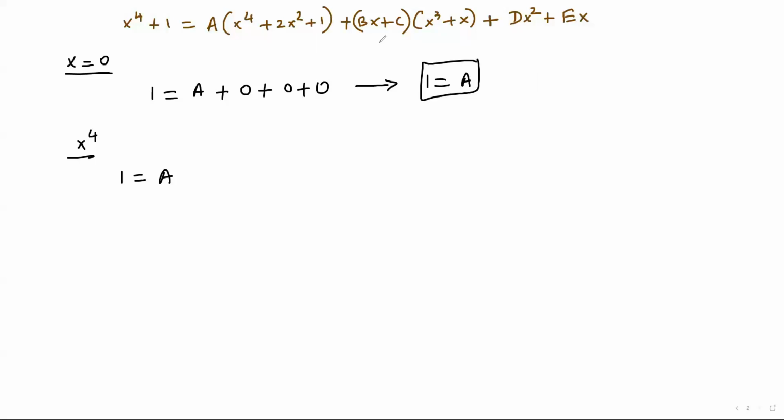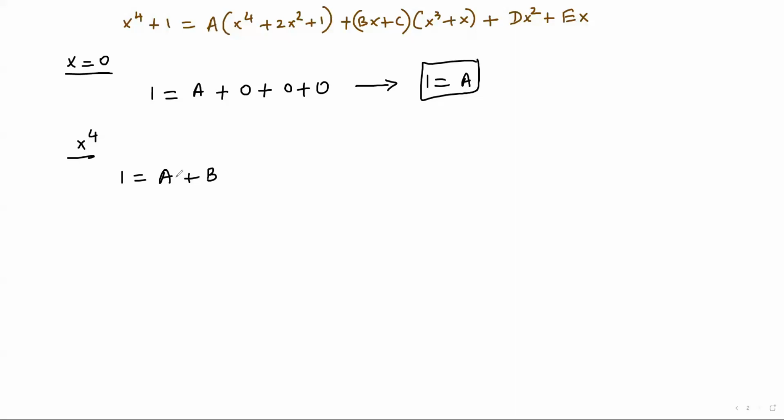Now when I come to the second term, we have a product of two binomials. When I distribute this bx to x³, it will become bx⁴. So the coefficient of x⁴ is b from the second term. Even if I distribute bx to the other terms or c to the x³ or x, I won't be getting any term which contains x⁴. Here is just an x² term and an x term, so we don't have to consider these two terms for our coefficient of x⁴.